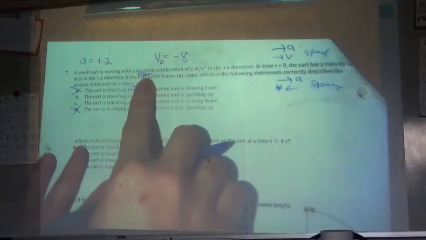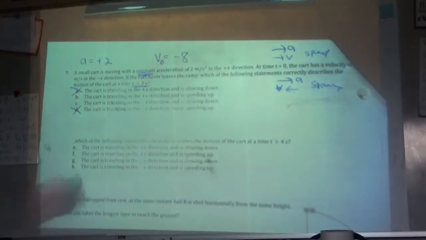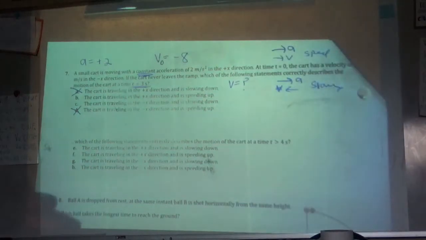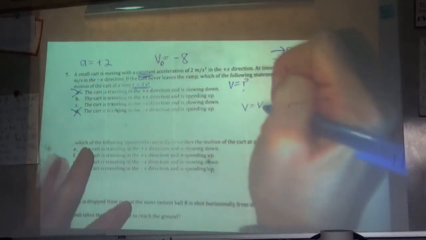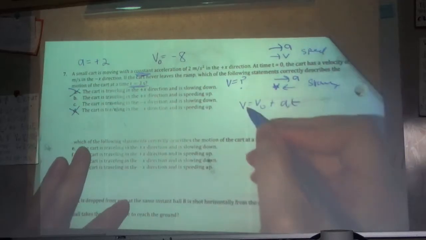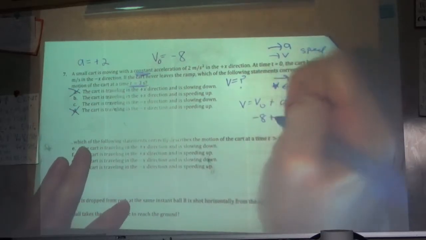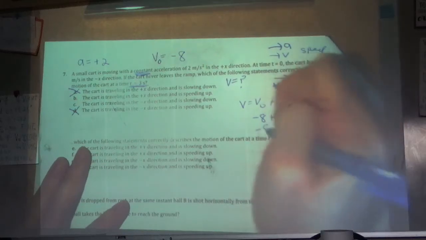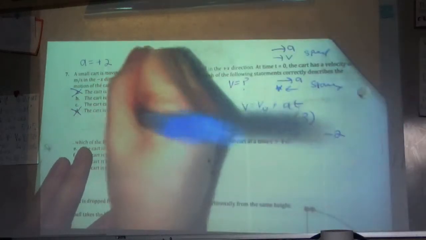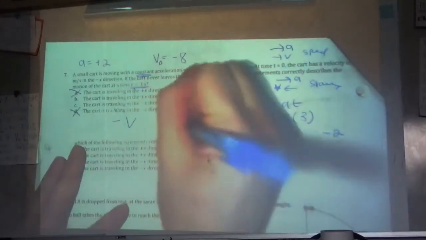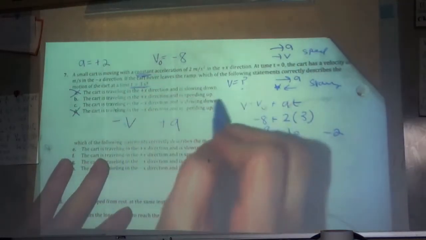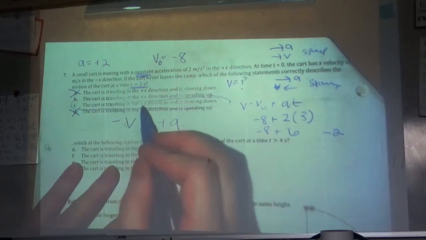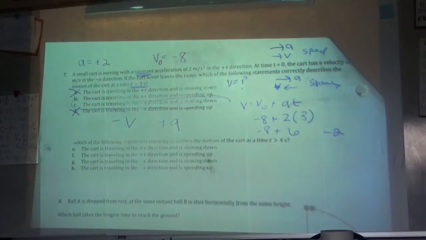So at 3 seconds, I need to know, is it moving in the positive or negative direction? That's basically asking, do you have positive or negative velocity at 3 seconds? We can use v equals v naught plus at to find the velocity after 3 seconds. Negative 8 plus acceleration of 2 times 3, that's 6, so that gives me -2. That means I have a negative velocity and I still have a positive acceleration, so it must be moving in the negative direction and slowing down. Because these are opposite, slowing down and moving in the negative just means negative velocity.